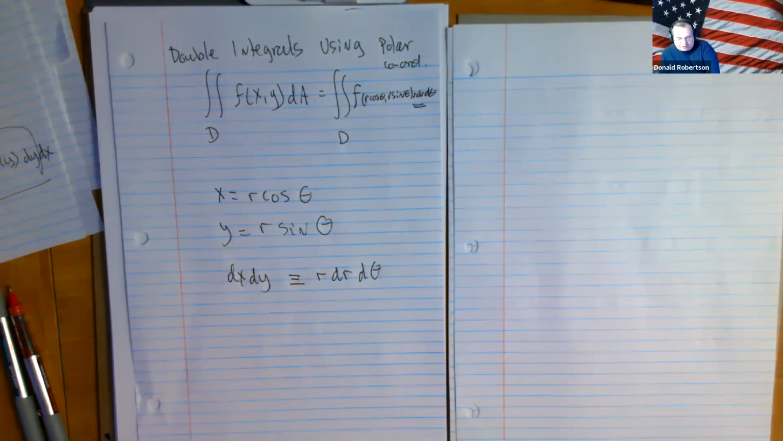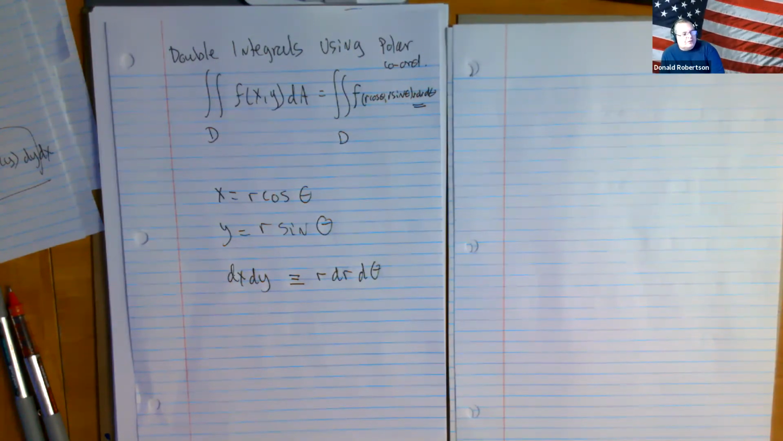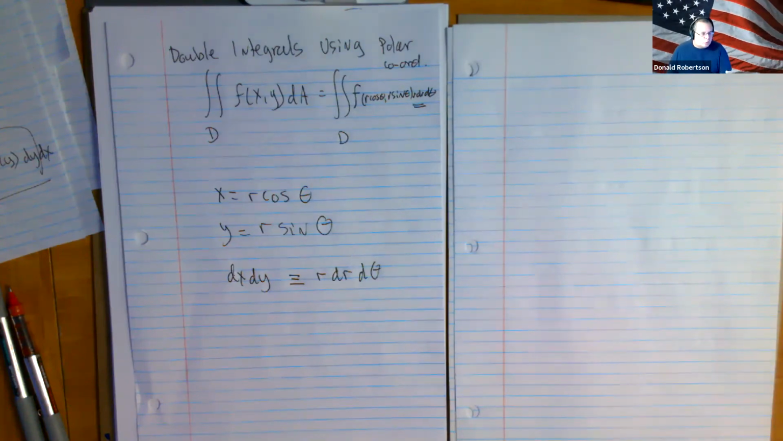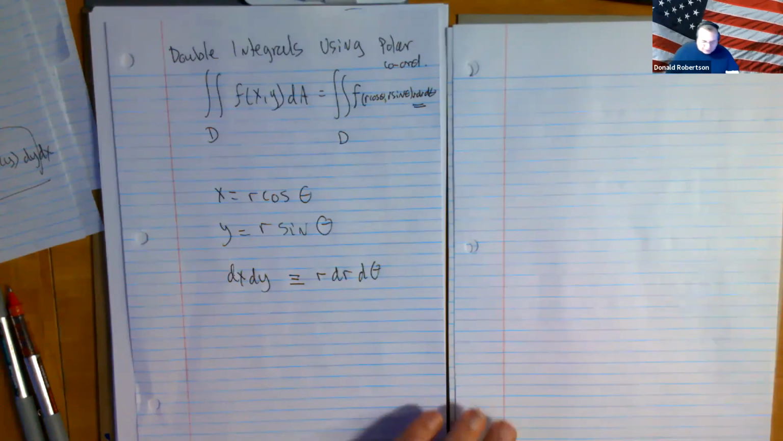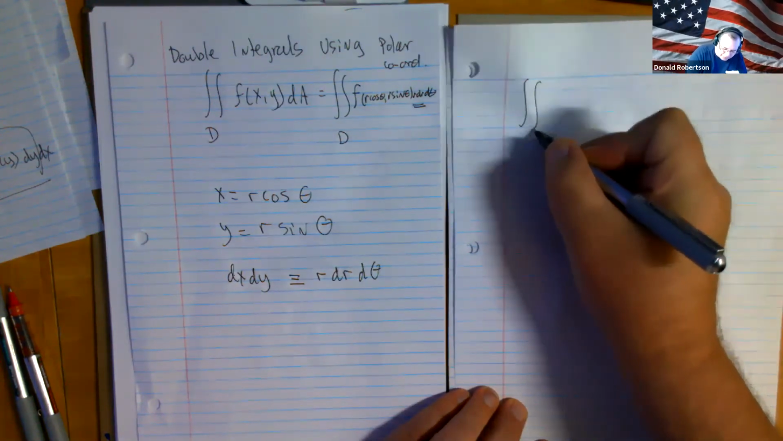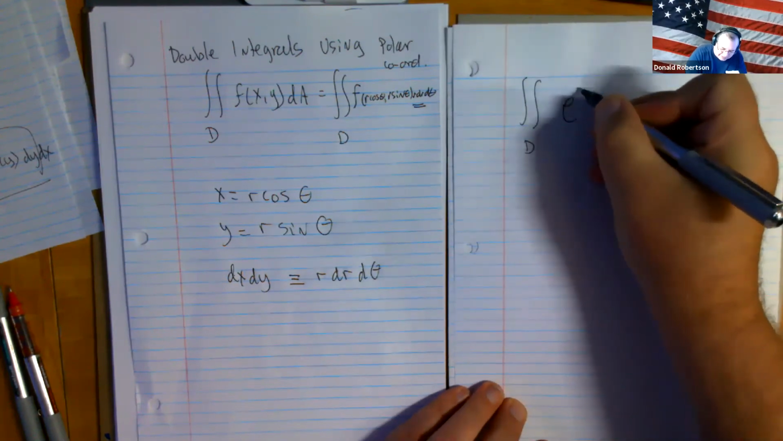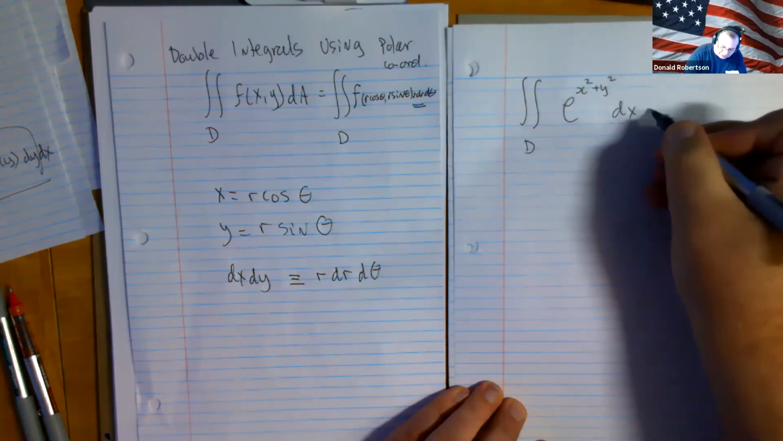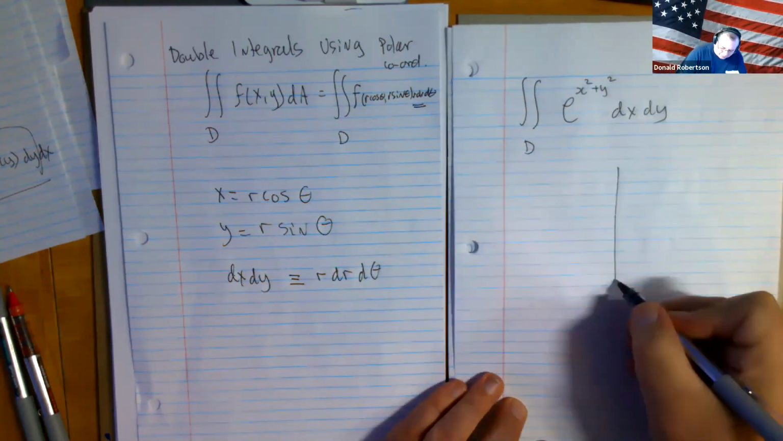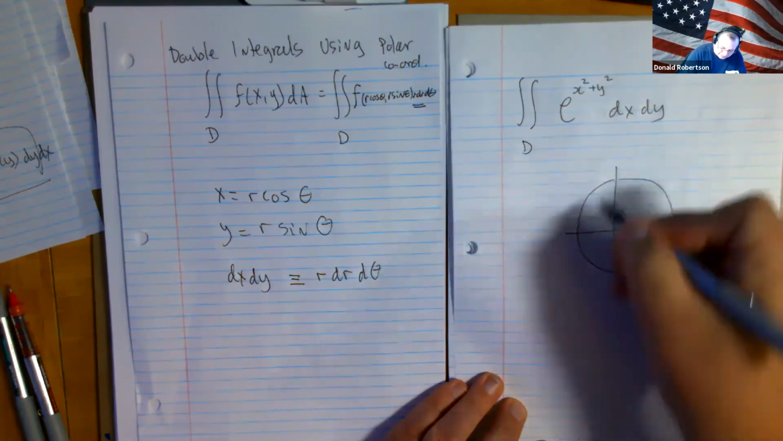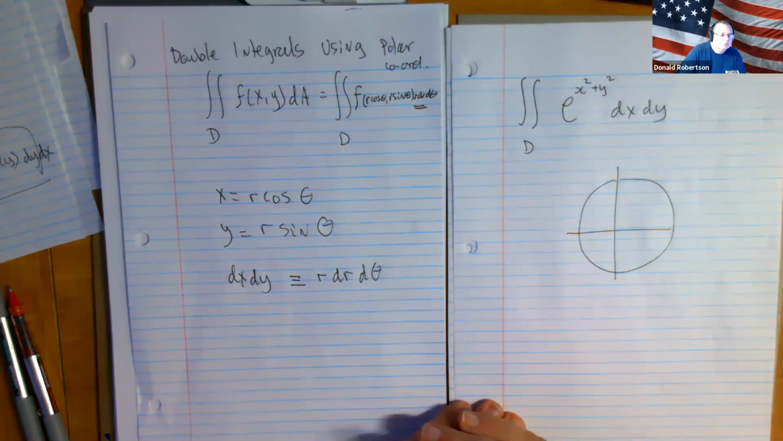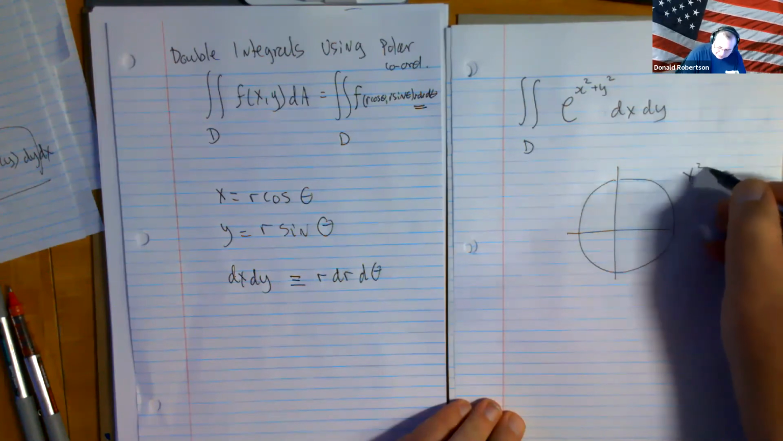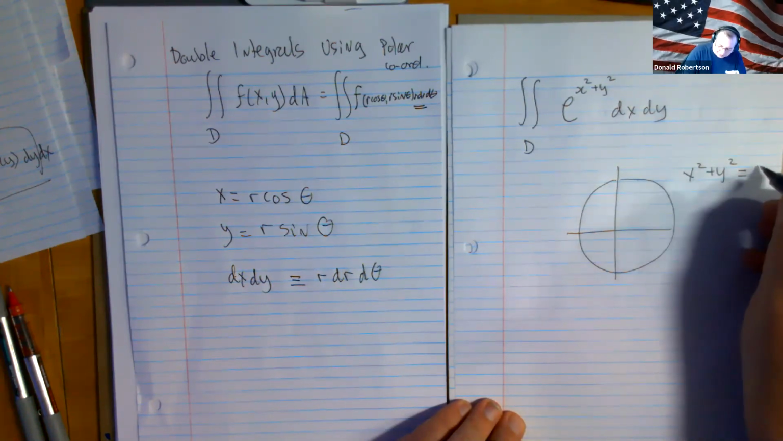Some integrations are just much easier to do if you convert the information into polar coordinate form and integrate the double integral in that format. So I want you to imagine that I want to do a double integral over D of e to the power of x squared plus y squared, dx dy. And I tell you that D is an entire circle. This particular circle is x squared plus y squared equals 9.